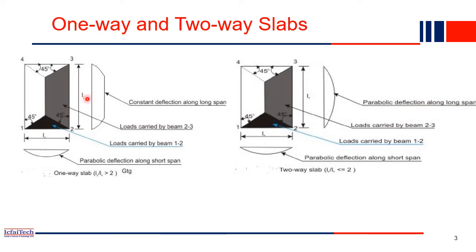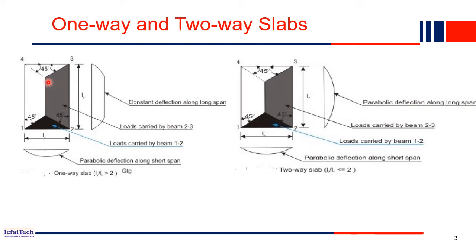Now if Ly, this length, is very long compared to this one, then what will happen? This area of the triangle will reduce further, and this load will be much more negligible compared to the trapezoidal shape. So that's how the bending will happen.